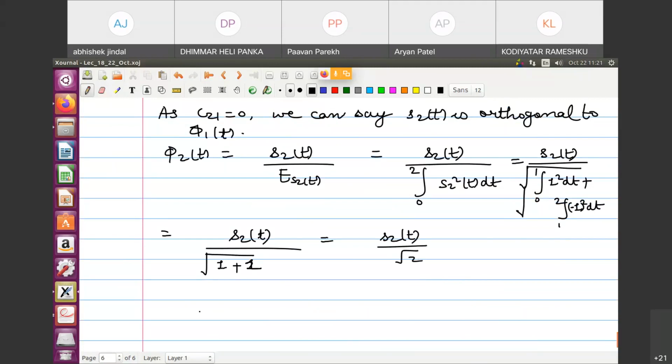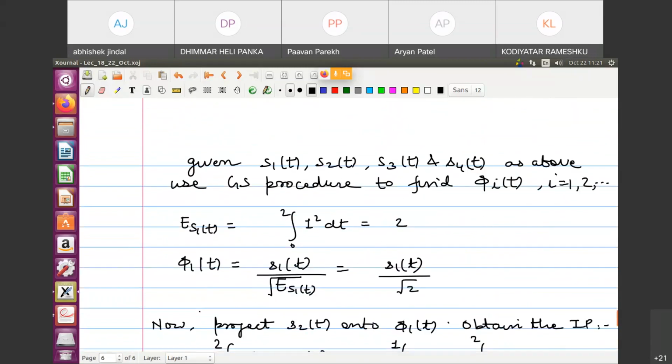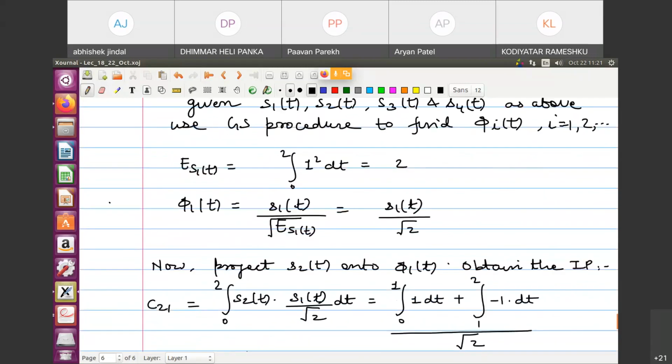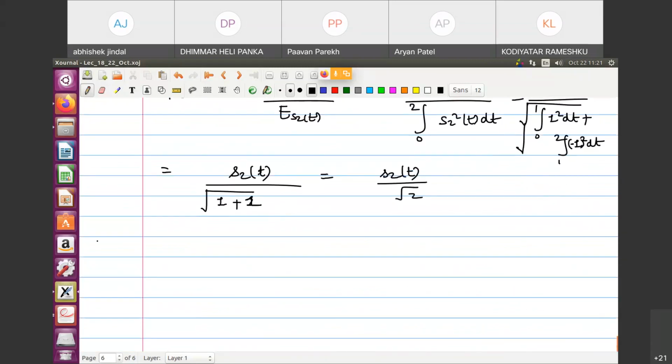Now the third step. So let us do it stepwise. So this is the first, this is the second thing. Okay, now the third thing. Now project S3(t) onto phi 1(t) and phi 2.